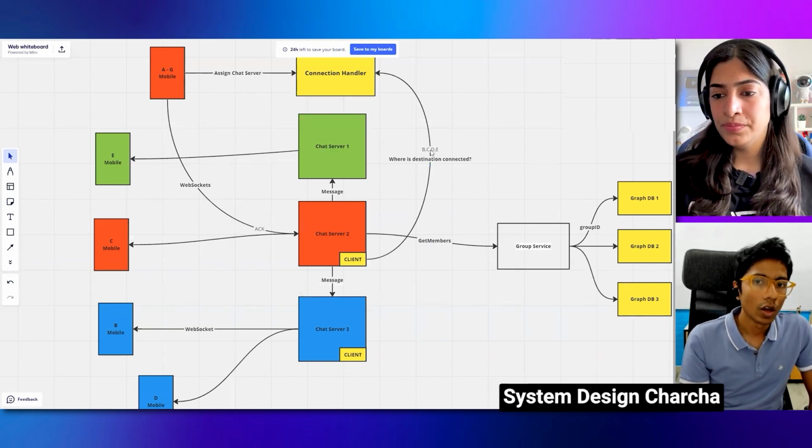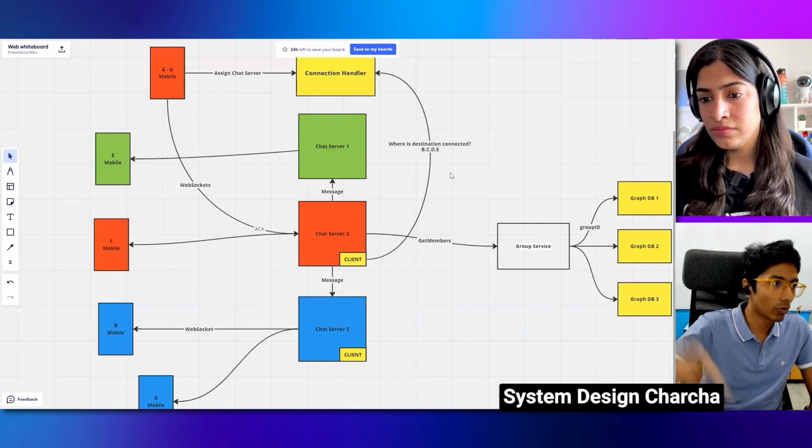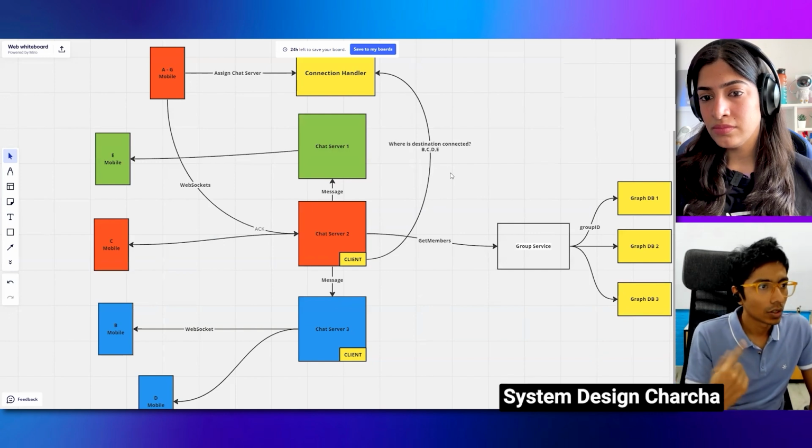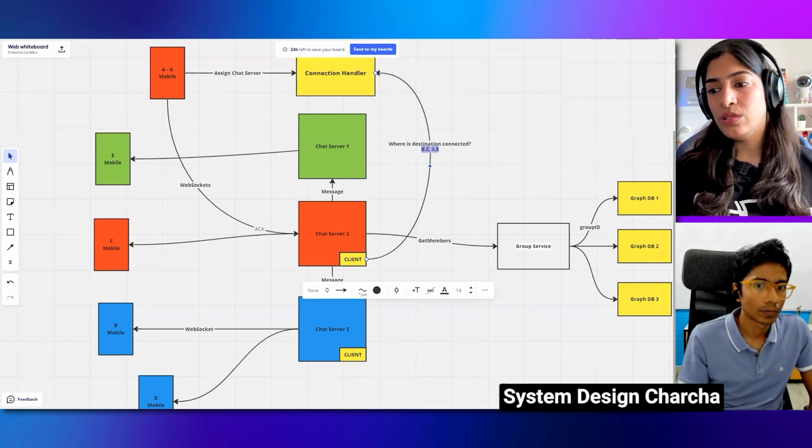So how would you optimize this, Keerti? Any idea? I need 4 members, so that would be 4 API calls. Any improvement that we can make here? Do you want chat server 2 to do so much? Can we delegate it to another server?